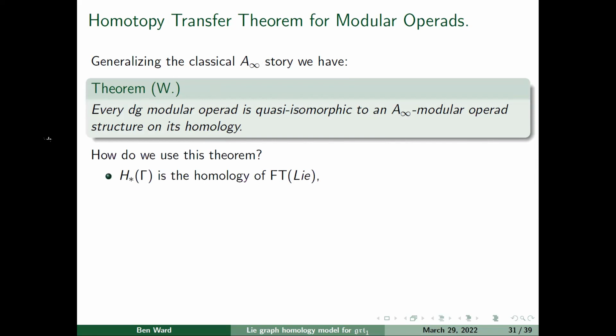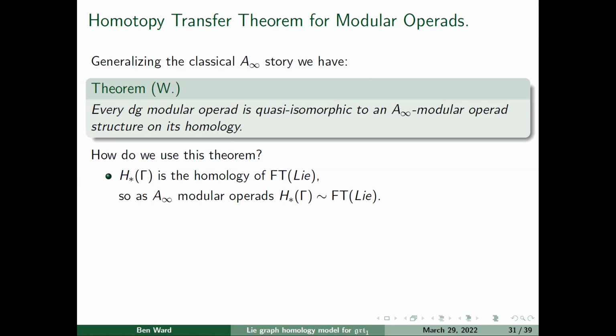So let me say how we can then use this to construct the acyclic complex from the previous slides. So this modular operad here, it's the homology of a modular operad. So therefore, I can use this homotopy transfer theorem to put higher operations on it such that these two guys are equivalent. Now, what is this FT here? That's, I write that for the Feynman transform, as defined by Getzler and Kapranov. And so the Feynman transform allows us to describe graph homology theories.